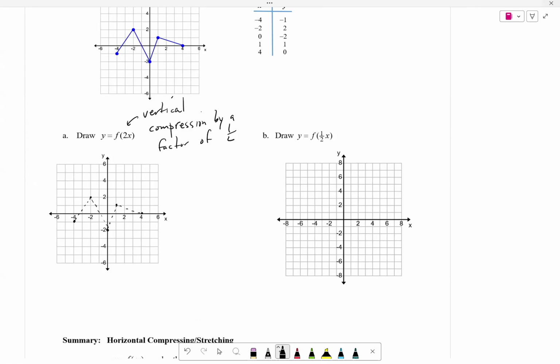So in other words, that first point, -4, comma, -1 is going to become -2, comma, -1. And let's just verify after I finish this. That -2, comma, 2. You see what's going to happen to that? Because in my compression, right in the middle is the y-axis. So this just gets half the distance to the y-axis. What's going to happen to 0, -2? Stays right there. 1, 1 becomes 1/2, 1. And 4, 0 becomes 2, 0.